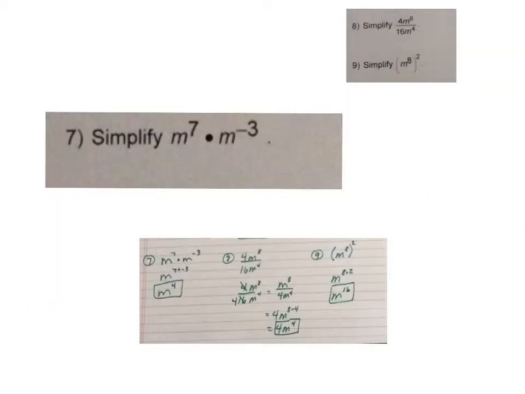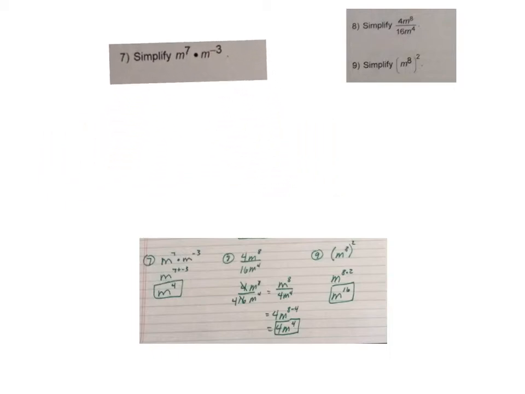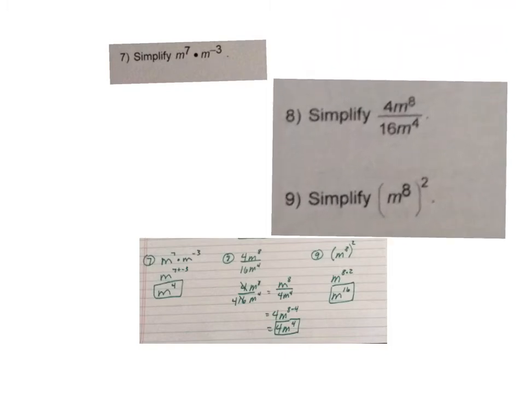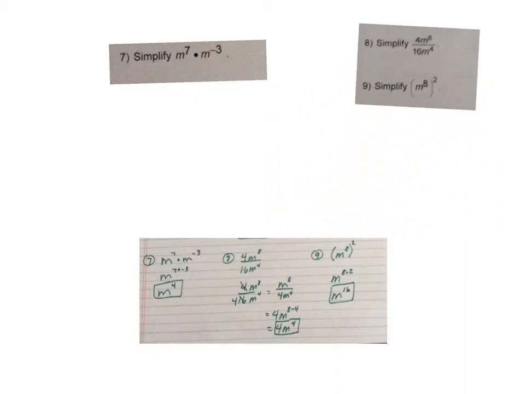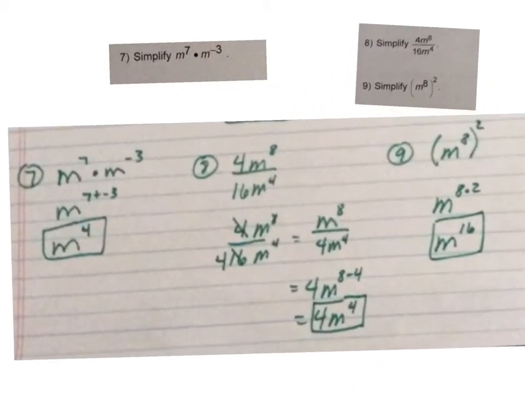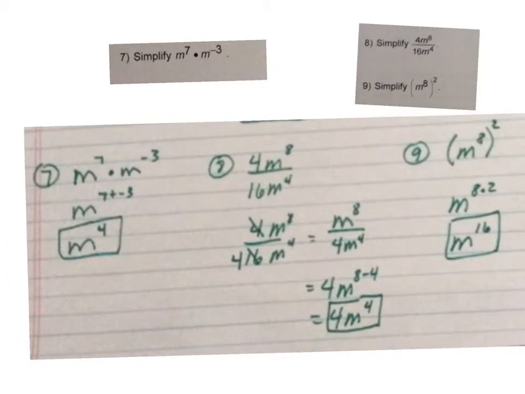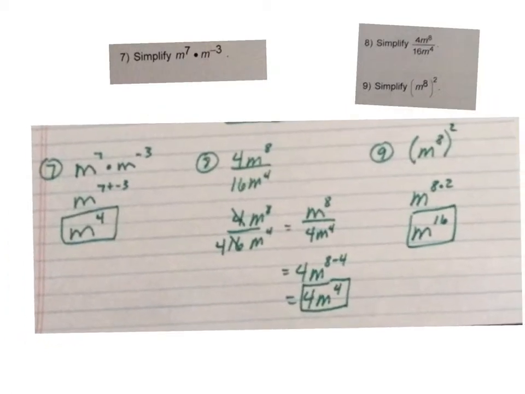Okay, on this particular problem, what I'm going to do is go over number 7, which is m to the 7th power times m to the negative 3rd. And then I'm going to go over number 8 and number 9. The first one's a division. Number 9 is taking a power to a power. All right, so here we go. Let's go ahead and go through this real quick. Let me minimize it a little bit. All right, here we go.